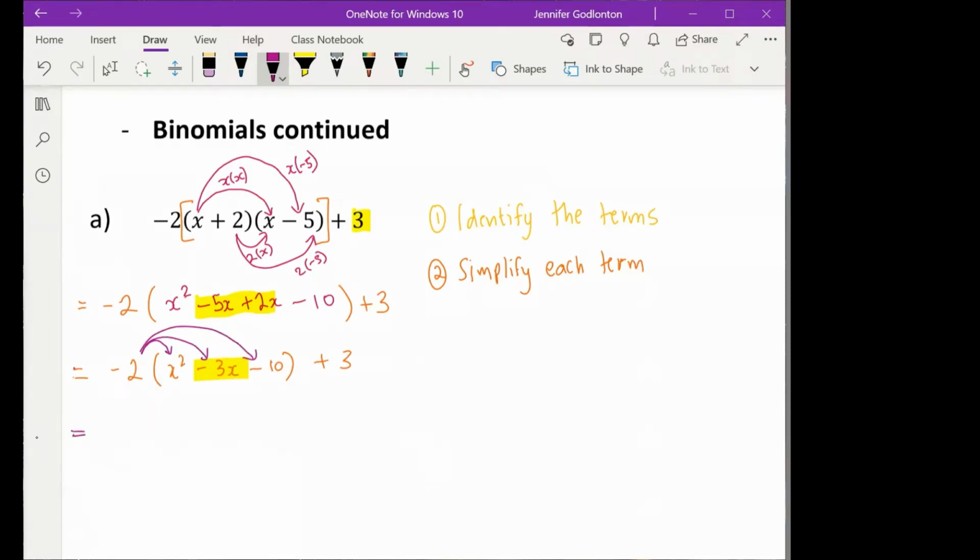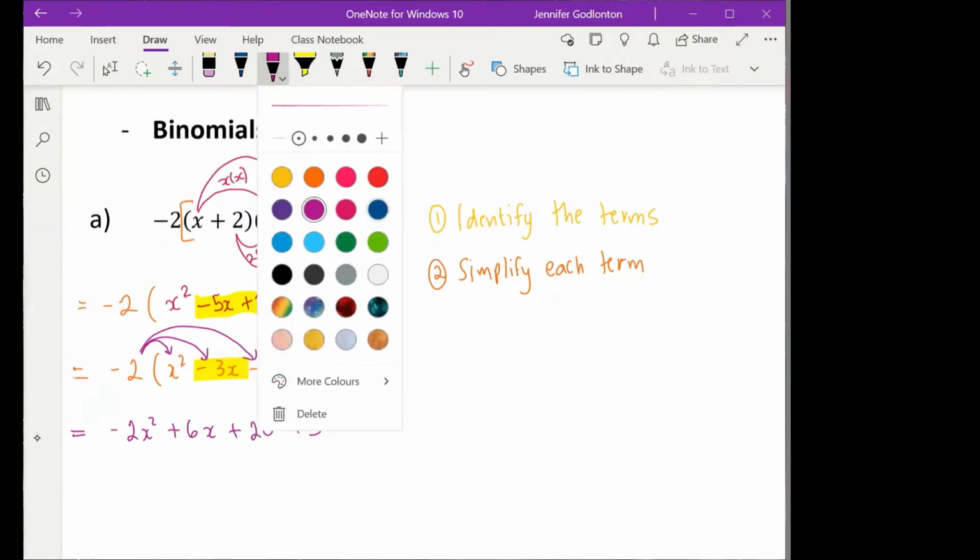So we're going to say negative 2 times x squared is negative 2x squared. Negative 2 times negative 3 is positive 6x. Negative 2 times negative 10 is positive 20. And then we have our plus 3. Okay, that is all part of step 2.